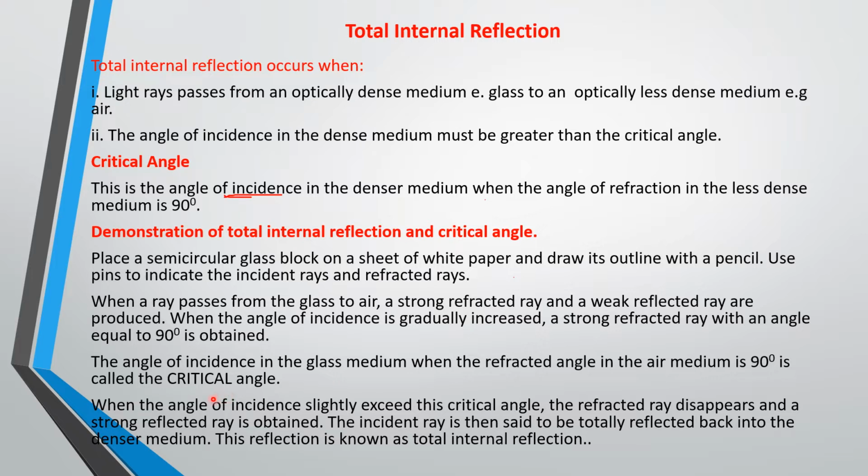Now, when the angle of incidence is increased further, that is, if it exceeds the critical angle, the refracted ray will disappear and you will now have a strong reflected ray. The incident ray is then said to be totally reflected back into the denser medium. It is this reflection that is known as total internal reflection. So let's go on so that I will show you everything I've just mentioned in a diagram, because all this looks like theory.